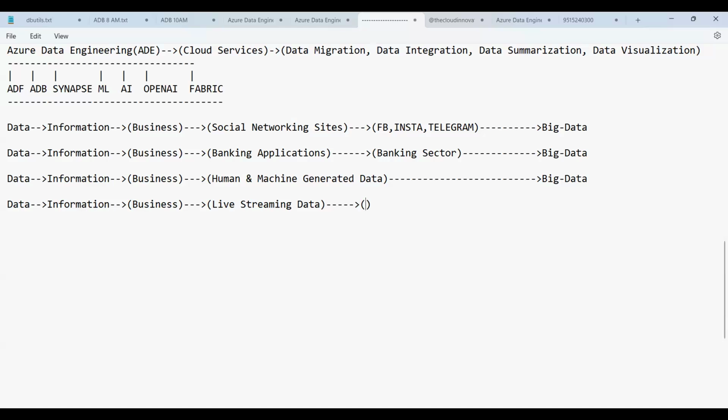Live streaming process means what? The stock market, guys. Shares, debentures, all this is the stock market, which keeps on radiating every minute, every second, and the value keeps on changing. Bitcoin market.